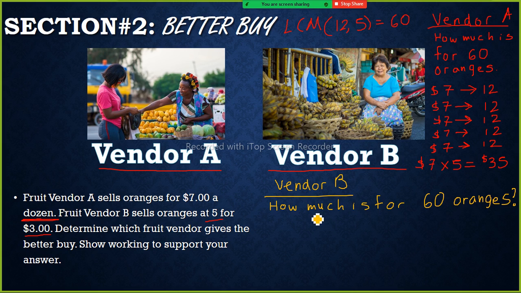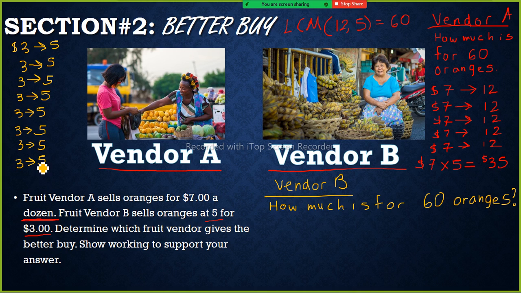So we know that if we get $3, we got 5. We're trying to get 60 oranges, so we need another $3 to get 10, another $3 to get 15, another $3 to get 20, another $3 to get 25, another $3 to get 30, another $3 to get 35, another $3 to get 40, another $3 to get 45, another $3 to get 50, another $3 to get 55, and another $3 to get 60.